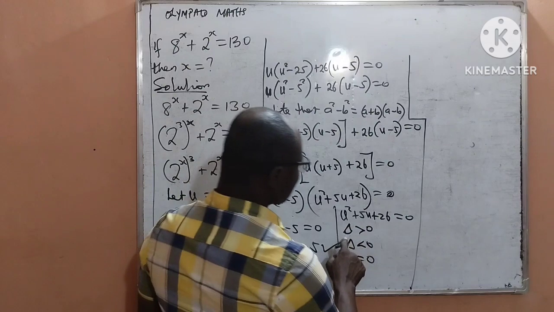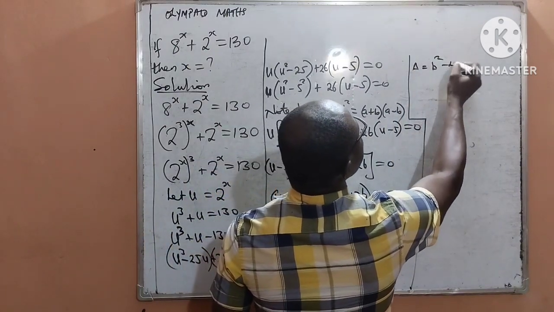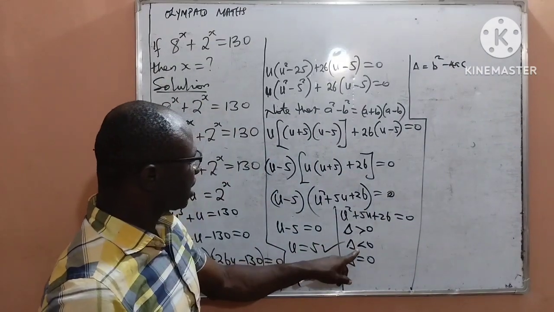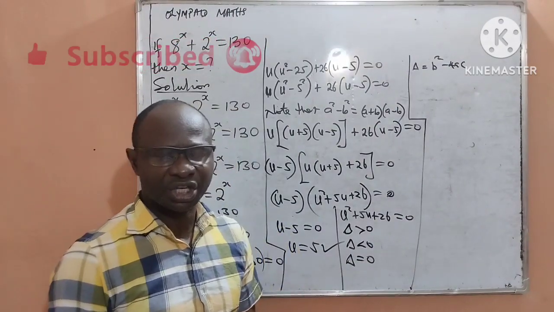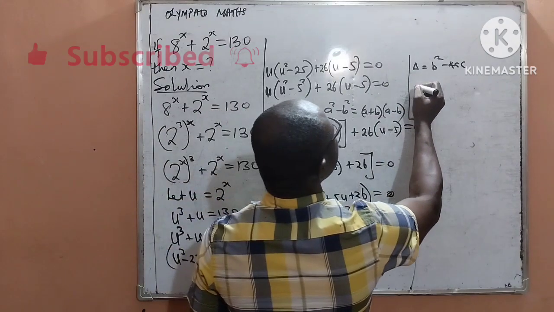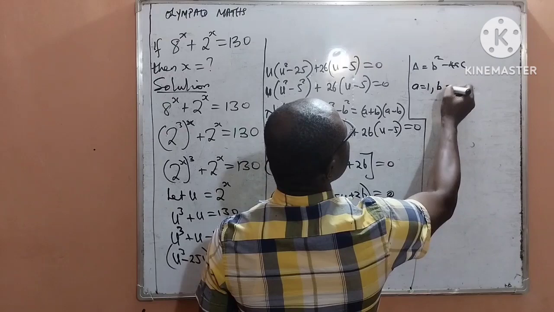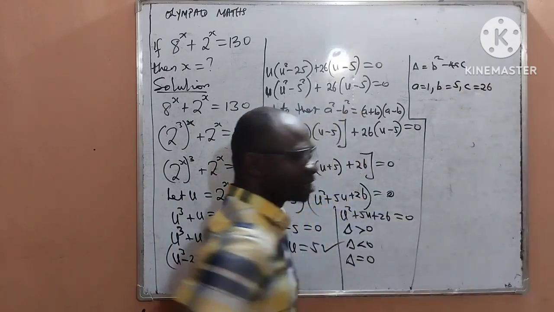Doing that, what is that discriminant? The discriminant is b squared minus 4ac. So when this value is less than 0, we reject it because it is going to result in complex solutions. Therefore, what is the value of b? a is equal to 1 from here, b is equal to 5, and c is equal to 26.